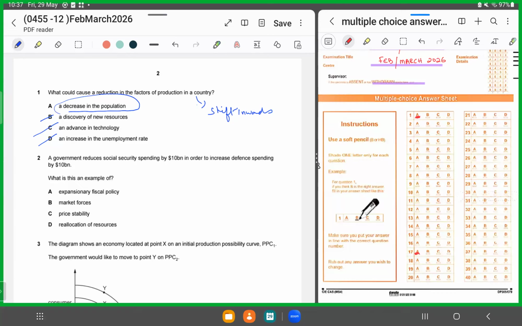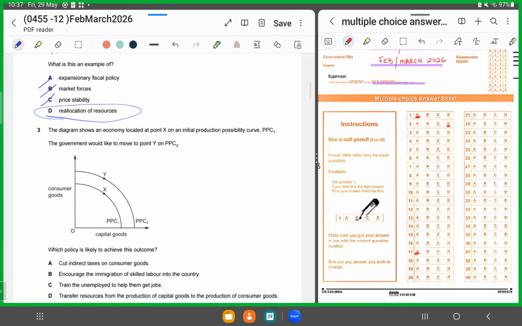A says expansionary fiscal policy, B market forces, C price stability, D reallocation. So A, B, and C are all incorrect. It's a reallocation of resources. That means the government is still spending. However, it has decided now to shift its resources from social security spending, from unemployment spending, or from pensions to defense spending.